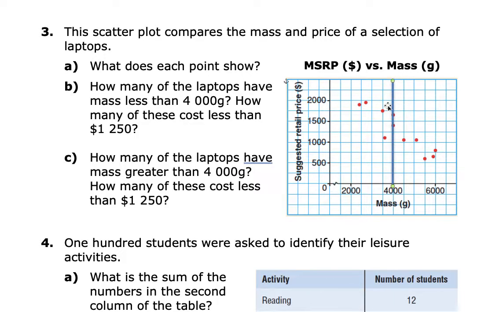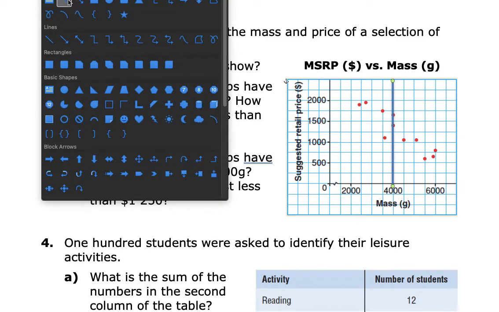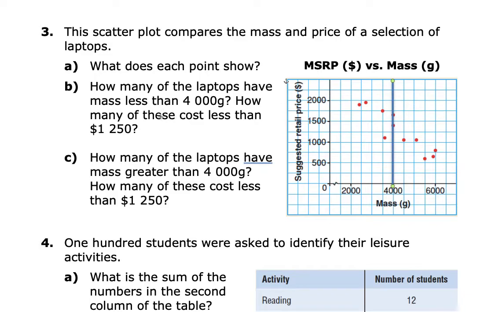So at this point, there's 1, 2, 3, 4 to the left of this. The next component of the question says how many of these cost less than 1,250. So we can also look on the y-axis because now we're given a constraint involving prices. And how many of these cost less than 1,250? We're looking less than down, and the region that would satisfy both these constraints is here. There's one case that is less than 1,250 and less than 4,000 grams.